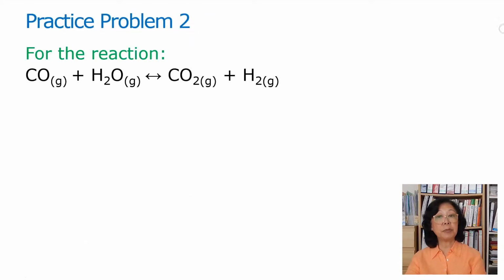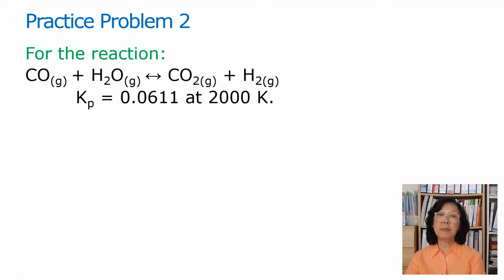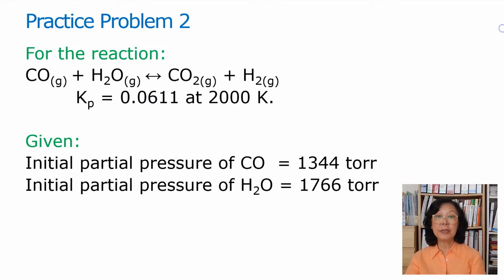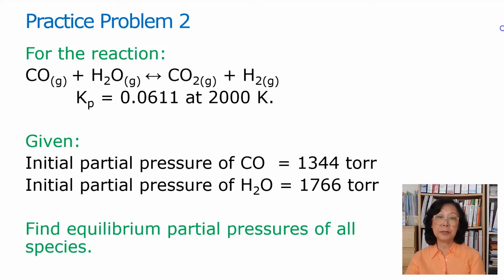In practice problem number 2, here we have carbon monoxide reacting with water to form carbon dioxide and hydrogen. The Kp is 0.0611 at 2000 Kelvin. Given initial partial pressure of carbon monoxide 1,344 torr, and for that of water 1,766 torr. Now find the equilibrium partial pressure of all the species.